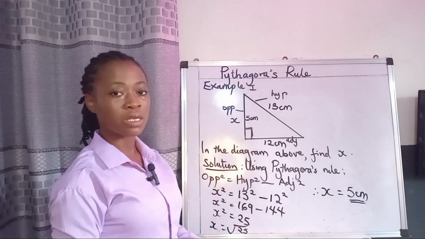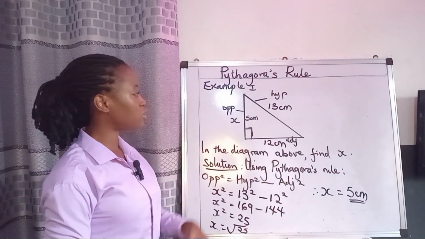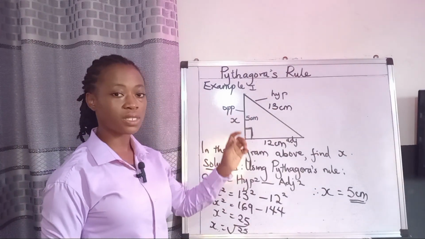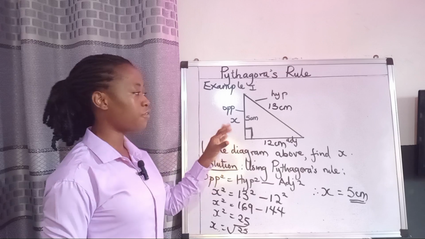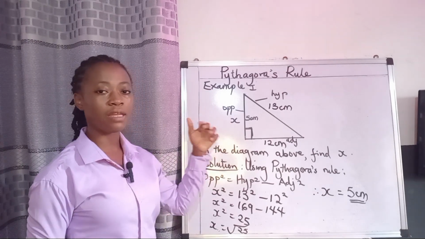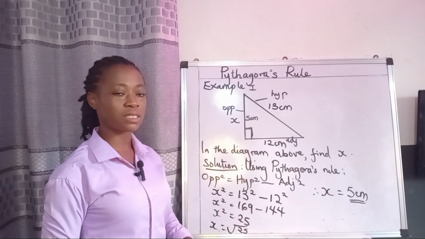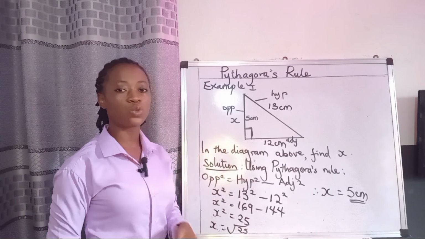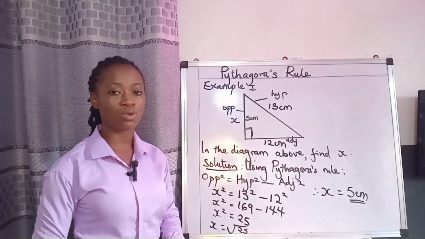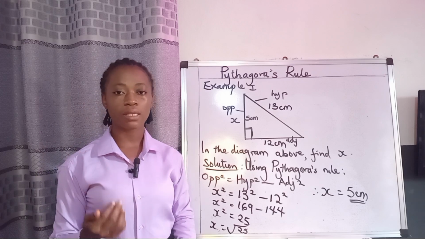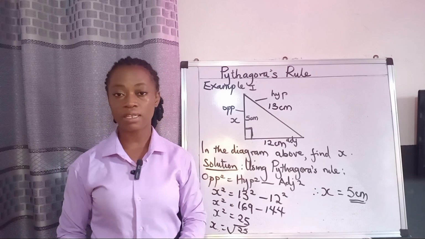So it is this simple. You identify the 3 sides, and when you do that, for you to get the missing side, you apply Pythagoras rule to be able to get any of the missing sides. Okay, now let's go into example 2. Let's get into another example so that you can understand better.